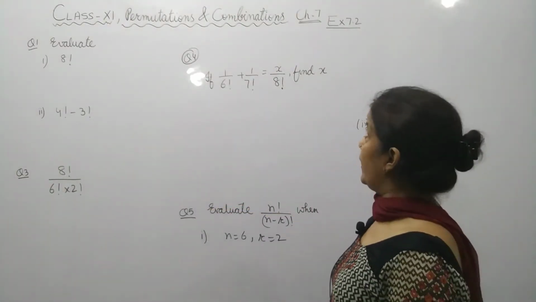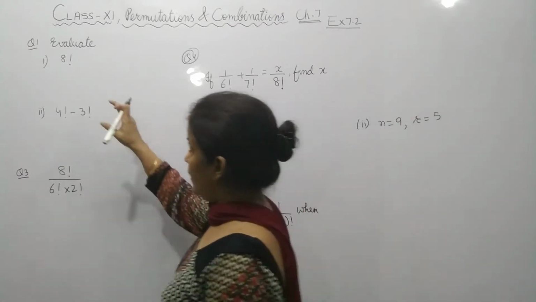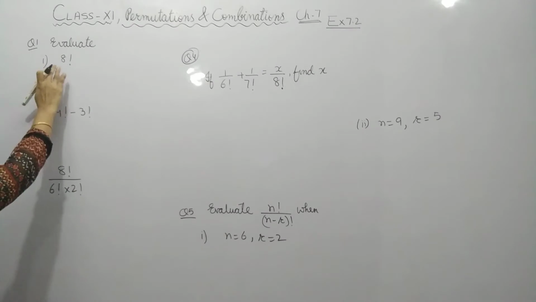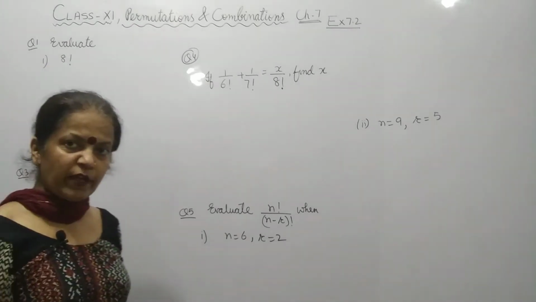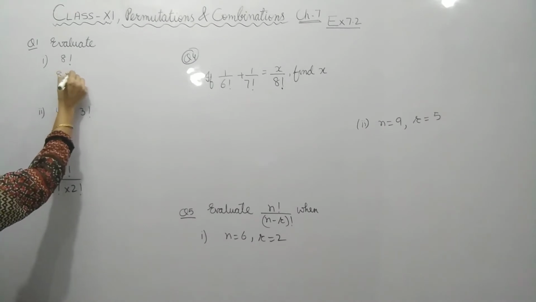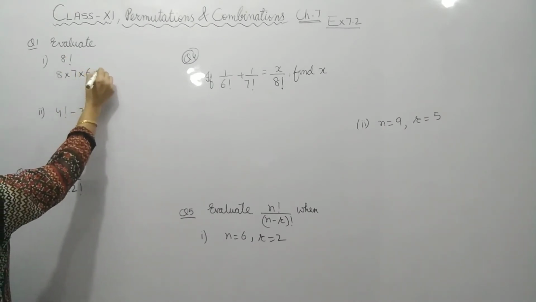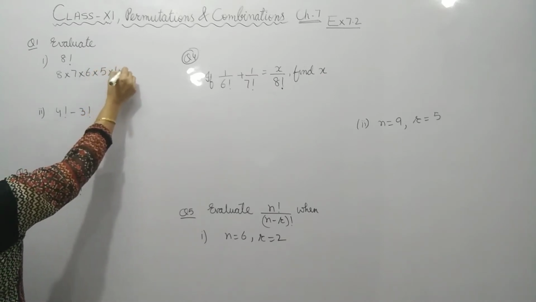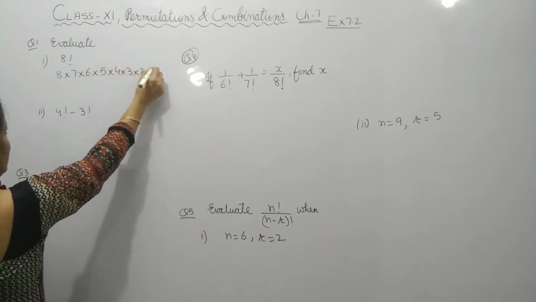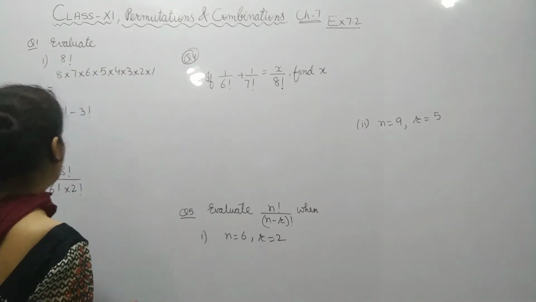Now we will take exercise 7.2, which is related to factorial. Question first, evaluate 8 factorial. How can you expand 8 factorial? You can write it as 8, 7, 1 less up to 1: 8, 7, 6, 5, 4, 3, 2 and 1. So multiply these numbers together to get the answer.